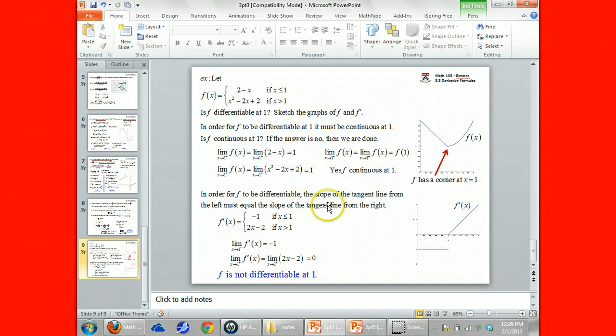Yeah, I mean, it's a bunch of words, but I think it's saying the same thing. And here's what the picture looks like, just so you know. Sharp. Coming in at a slope of -1, going out at a slope of 0. Okay? And here's the graph of the derivative of such a function. So the answer is no, it is not differentiable. Okay? All right.